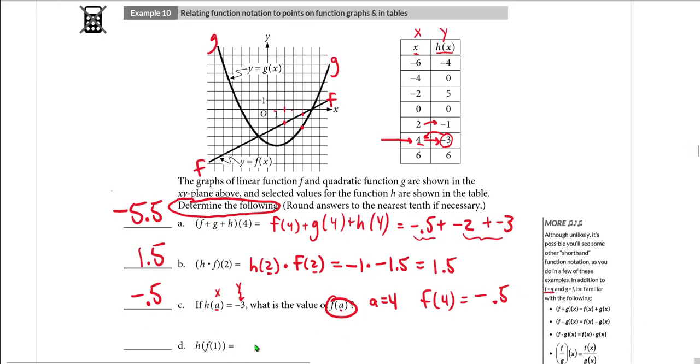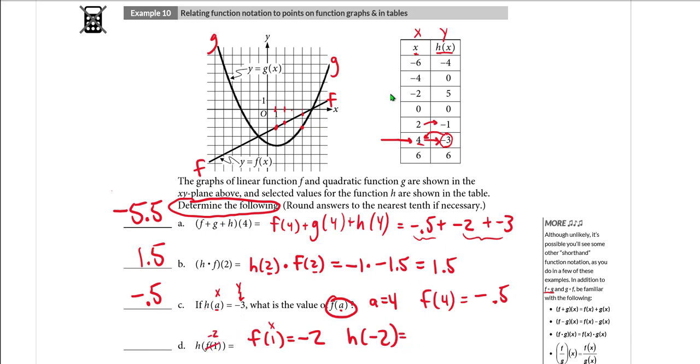In item D here, h of f of 1, a composite function. So again, inside function first. I need to do f of 1. That means I need to find the y value, the value of f, at x equals 1. That's an x value. So x equals 1. The y value there on the f function is -2. And now I need to substitute that -2 in for f of 1, because I know f of 1 equals -2. So I'm looking for h of -2.